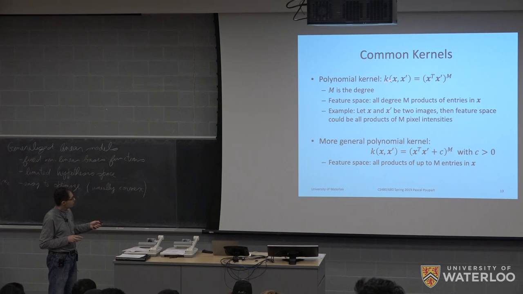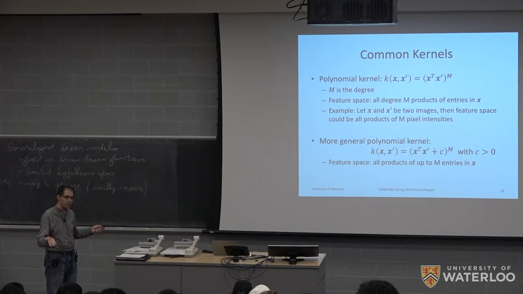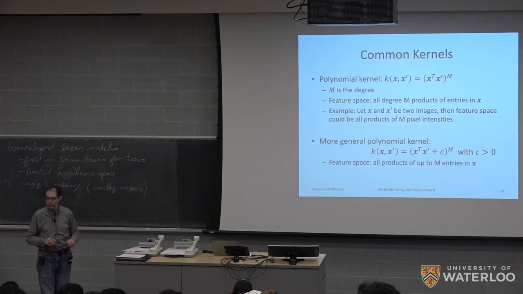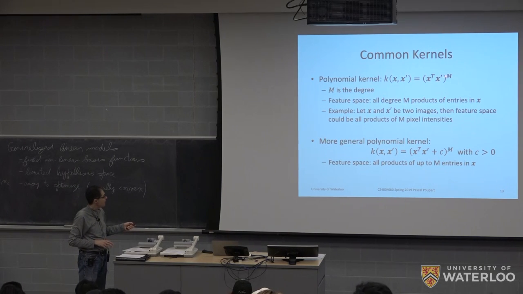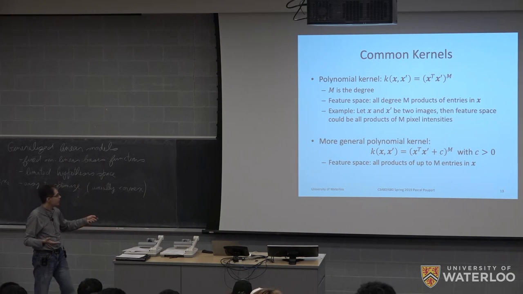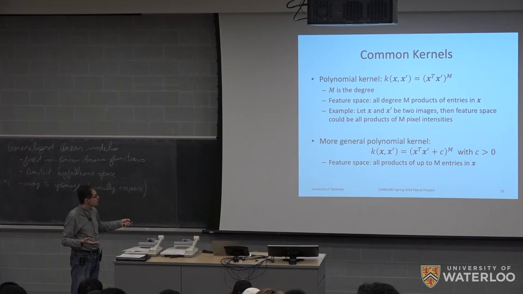So the polynomial kernel is essentially a kernel where you take the dot product in the original space, just like what I did in the example here, and then you raise that to some power. So here, if I raise this to power m, I'm going to get a polynomial expression of degree m. And then the feature space is, in fact, all the degree m products of entries in x. Okay, so as a concrete example, if x and x prime are two images, then the feature space could be all products of m pixel intensities together.